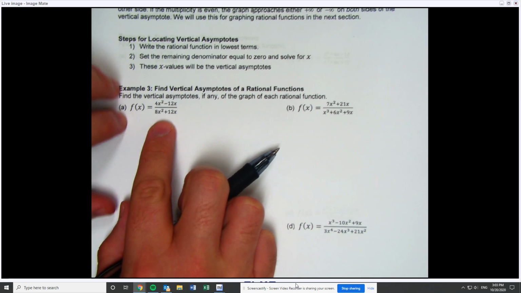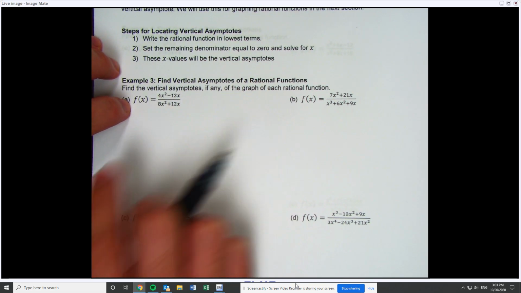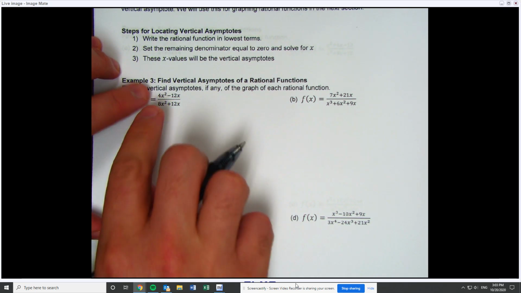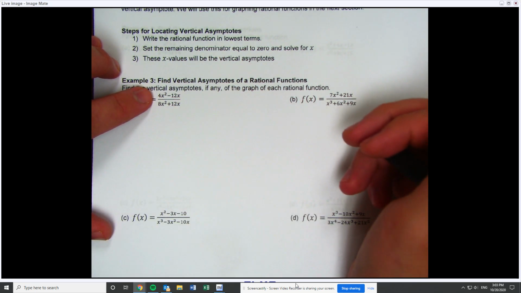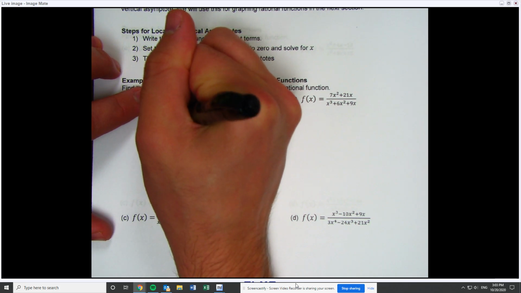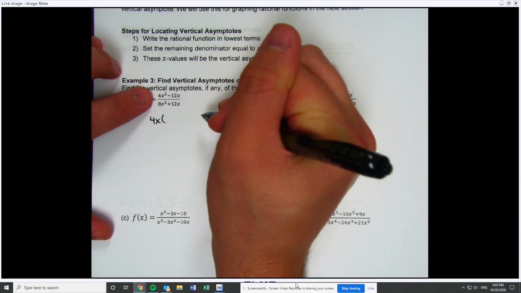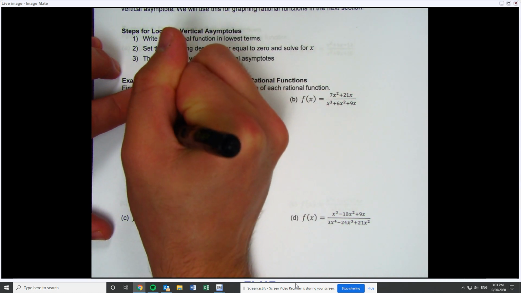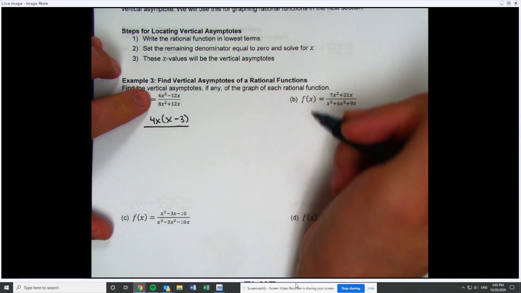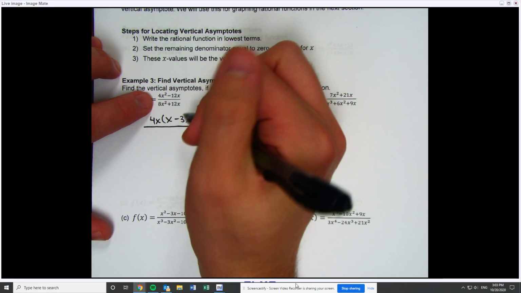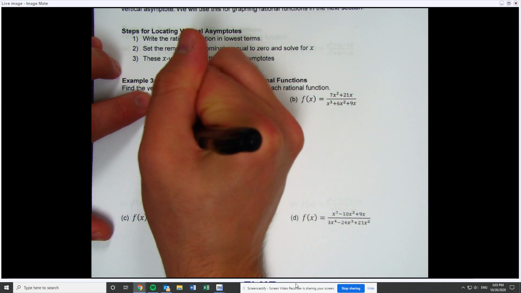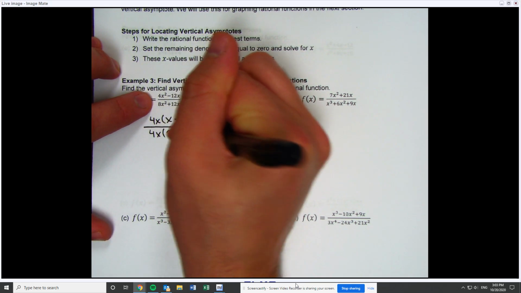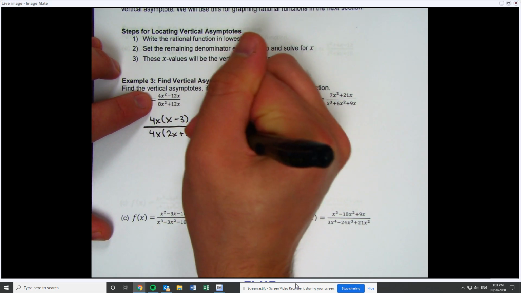Looking at this first one right here, I'm going to have to write it in lowest terms. In order to do that, we need to factor. So factoring the numerator, I see I can take 4x out. So I have 4x, and on the inside, I have x minus 3. Now for the denominator, I see I can take 4x again. So I have 4x. What's left over is 2x plus 3.